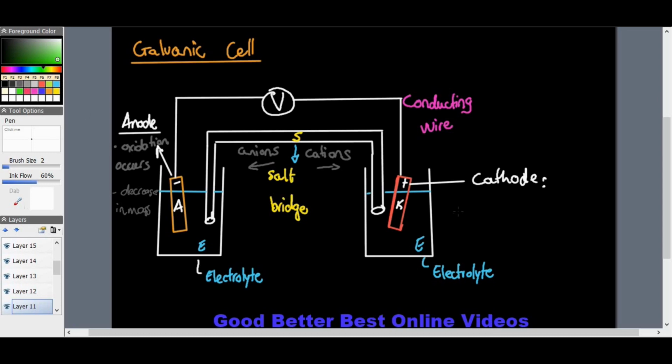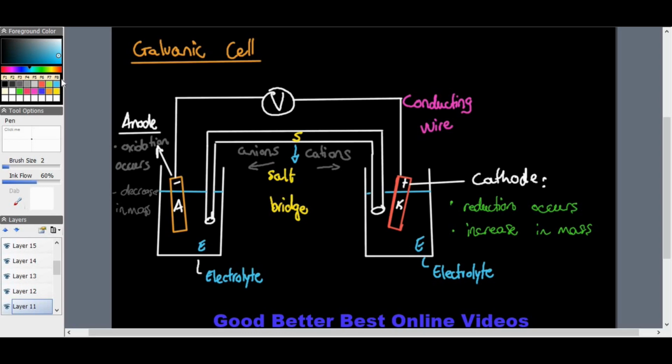At the cathode, we know reduction takes place. Reduction occurs in here, and because of the buildup of cations onto this electrode, there would now be an increase in mass on this electrode. This is what happens: the cations, positive, are all going to be collecting around the positive electrode, while the negative side is going to be losing mass.